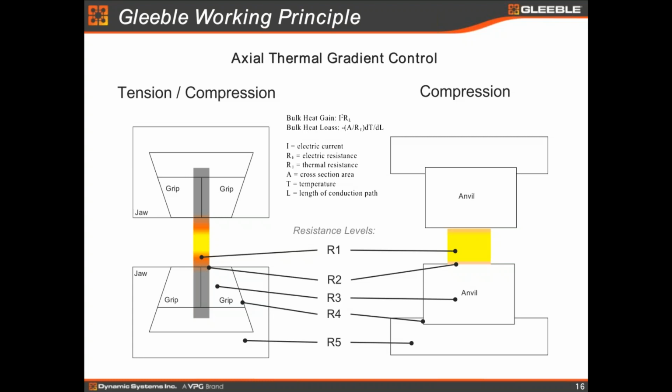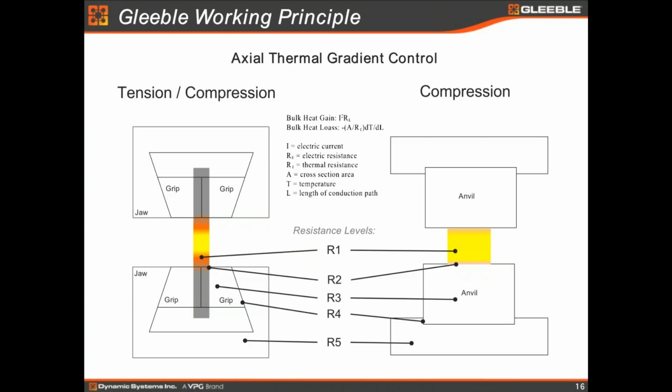And the same for the compression testing. We have R1 to R5. By changing R1 to R4, you can really change the temperature within the specimen. For example, for uniaxial compression, you need to make sure the temperature from one end to the other is the same, because that's one of the 2 factors of a uniaxial compression test. So by controlling R1 to R4, you can achieve thermal gradient control for your testing.